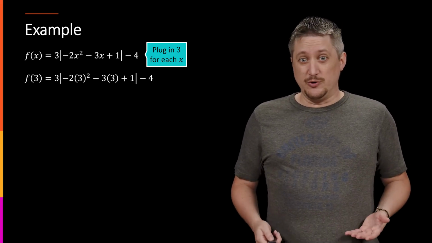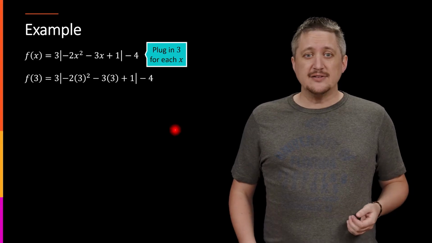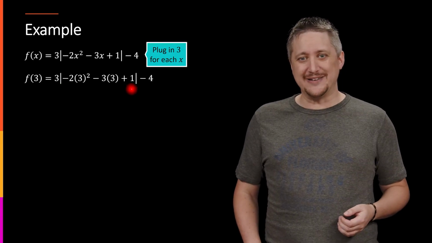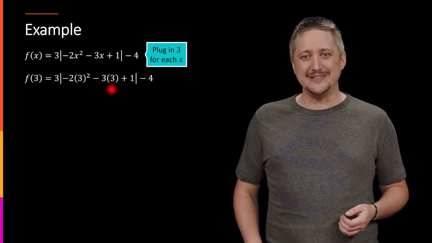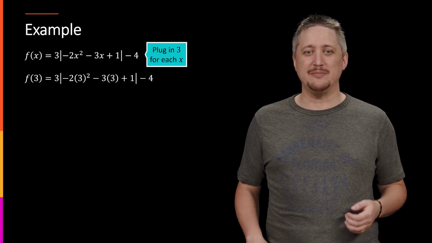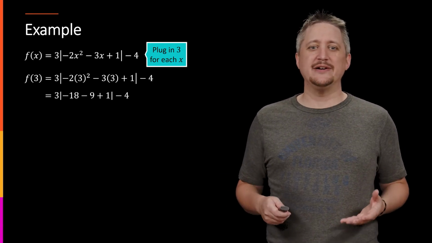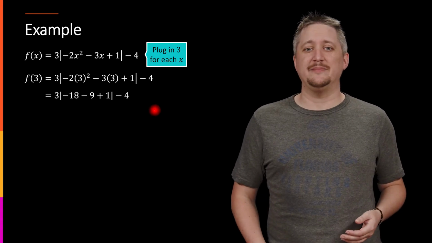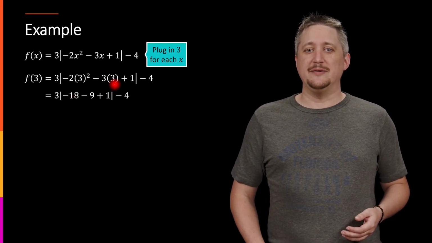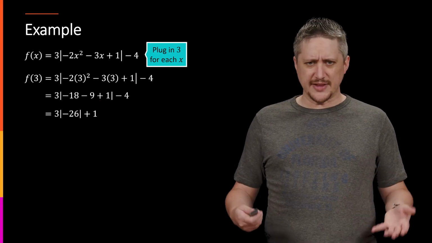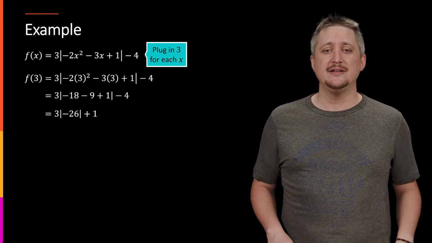We do this like we would normally. We plug in 3 for every x. So I plug in 3 here and 3 here. And now I'm going to go through and calculate all of this inside. I'm going to compute all of this inside before I do anything with the absolute value. So that 3 squared is 9 times minus 2. That gets me the minus 18 in the front. Minus 3 times 3, that's minus 9, plus 1 just sits there. That gives me minus 26 inside.